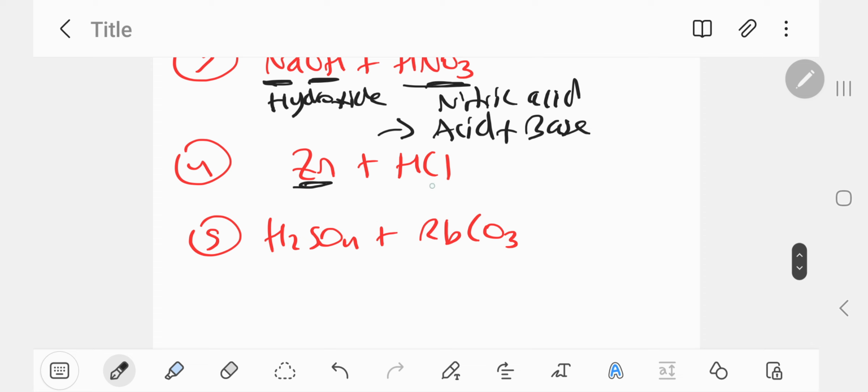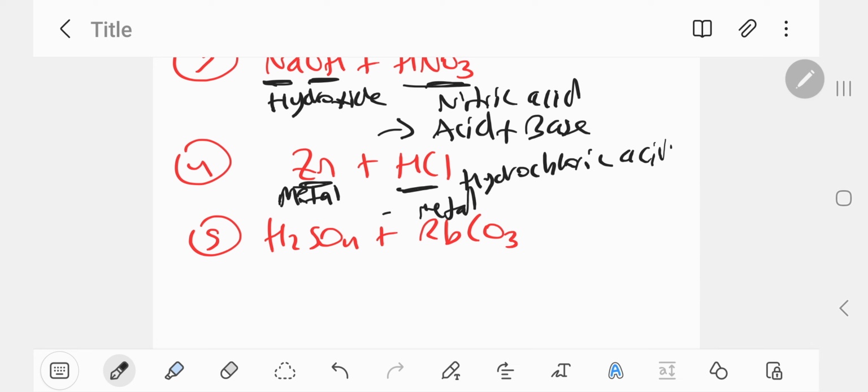Zn is zinc. HCl is hydrochloric acid. Zn, zinc is a metal. So you have a metal and acid reaction.